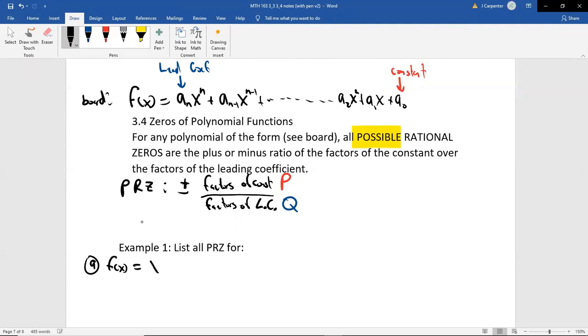f of x equals x to the fourth minus 3x cubed plus 9x squared plus 2x plus 30.